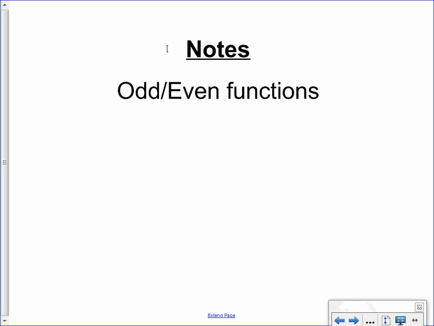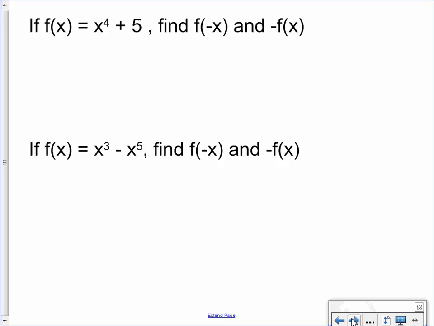Alright. Here we go. Consider the following two functions. I'll give you a minute to write them both down. Give a little bit of space for work, I'd say like 3 or 4 lines. So we're going to consider those two functions. We're going to find f of negative x and negative f of x.